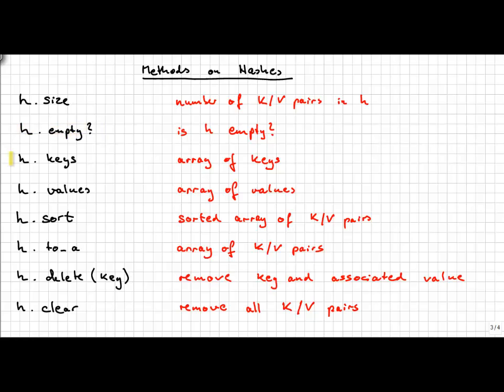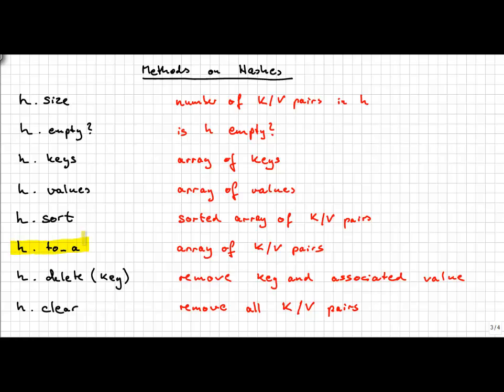If we want to see only the keys of the hash, we can get back an array of all the keys by calling the keys method. And similarly, we can get back an array of all the values by calling the values method. If we want to have a sorted array containing a sequence of key value pairs in sort order, we call the sort method.